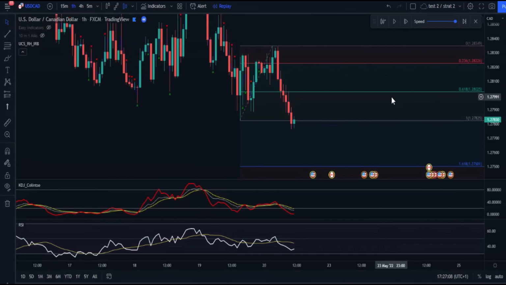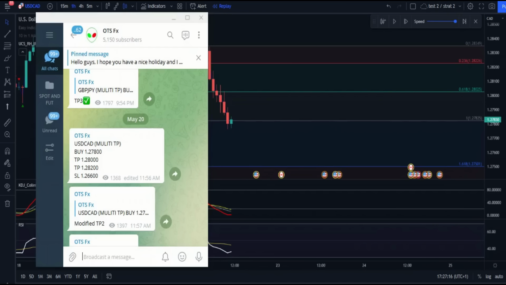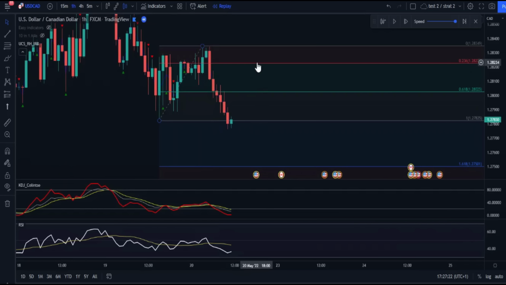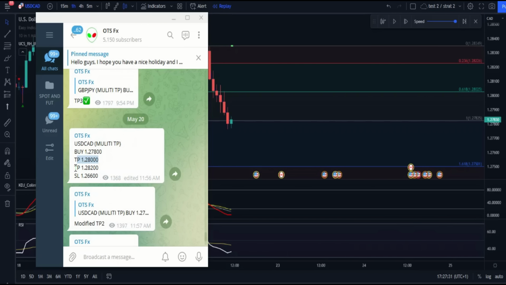After setting the levels, we will set the targets, and the first level above the entry price, which is this line here, will be the first target. And it is the same as the first target on Telegram, which is 1.28. The second target will be according to the second level above the current price, which is this line here. And when you compare it to the signal that we sent on Telegram, you will find that it is exactly the same.